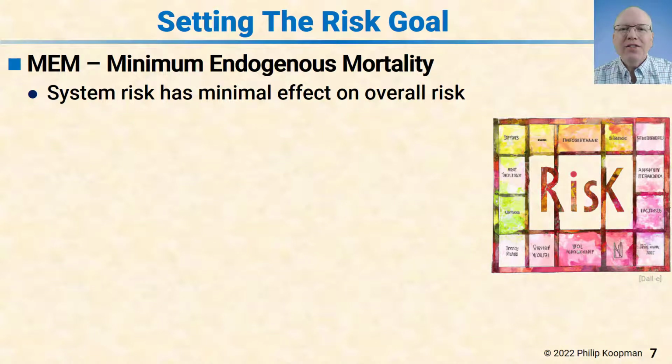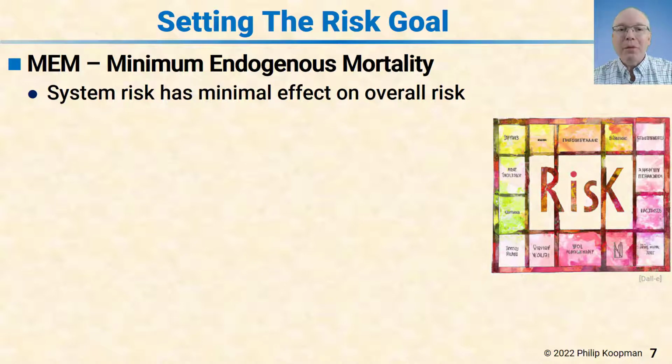If we're going to do safety engineering, we need a risk goal. We need to understand how much risk we're willing to accept to understand how safe is safe enough. And to do that, we need a framework for expressing the risk. It turns out there are multiple different ways to think about how much risk might be enough.